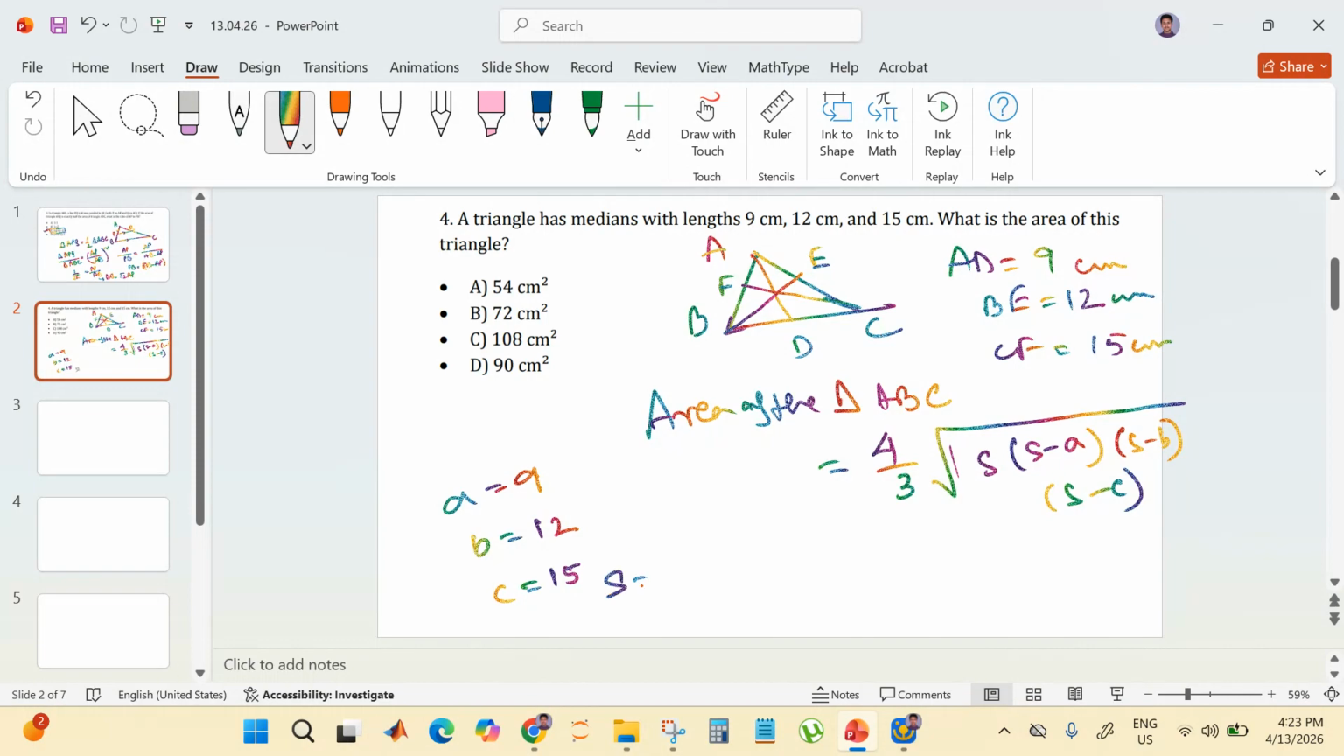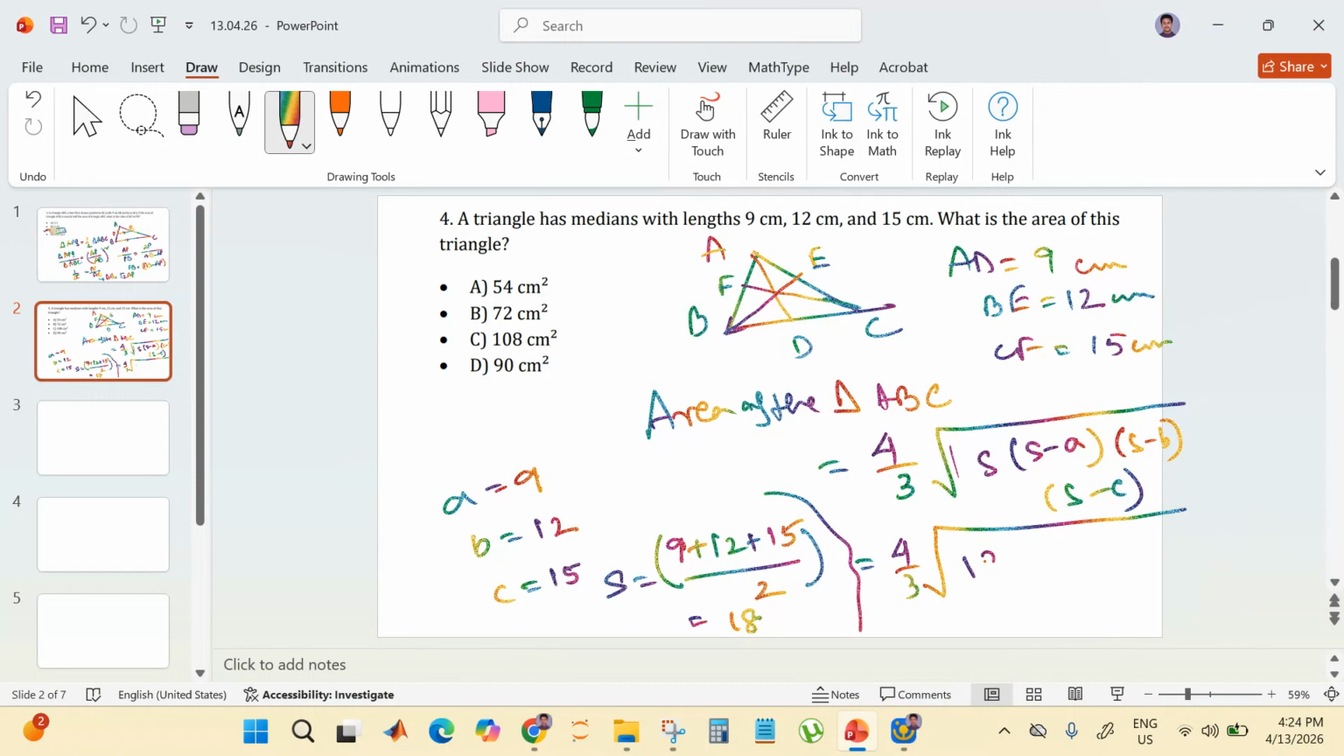So what is s? It is basically the half perimeter, or here, not exactly the half perimeter, it is the sum of the three medians divided by 2. Half of the sum of the medians. If I add, 9 plus 12 plus 15 is 36, by 2 that is 18. So s is 18. If I put 18 here: 4/3 into root of 18 into 18 minus 9, that is 9, 18 minus 12, that is 6, and 18 minus 15, that is 3.